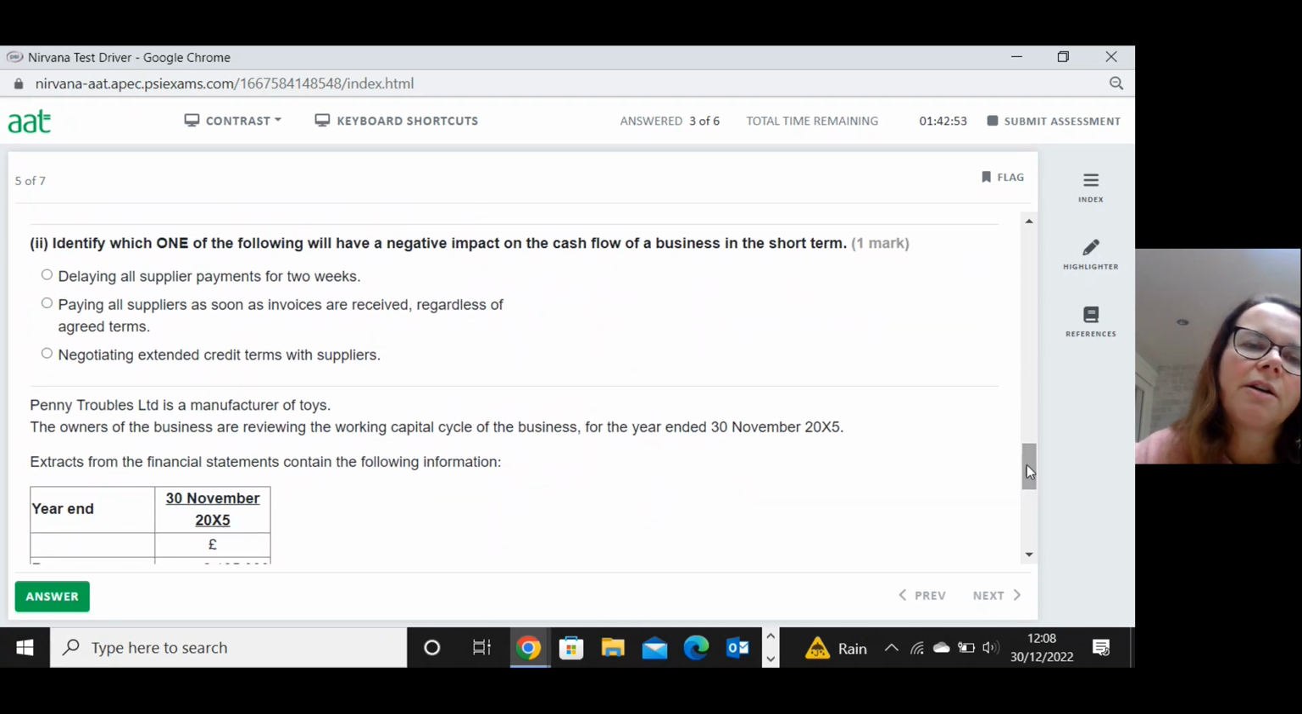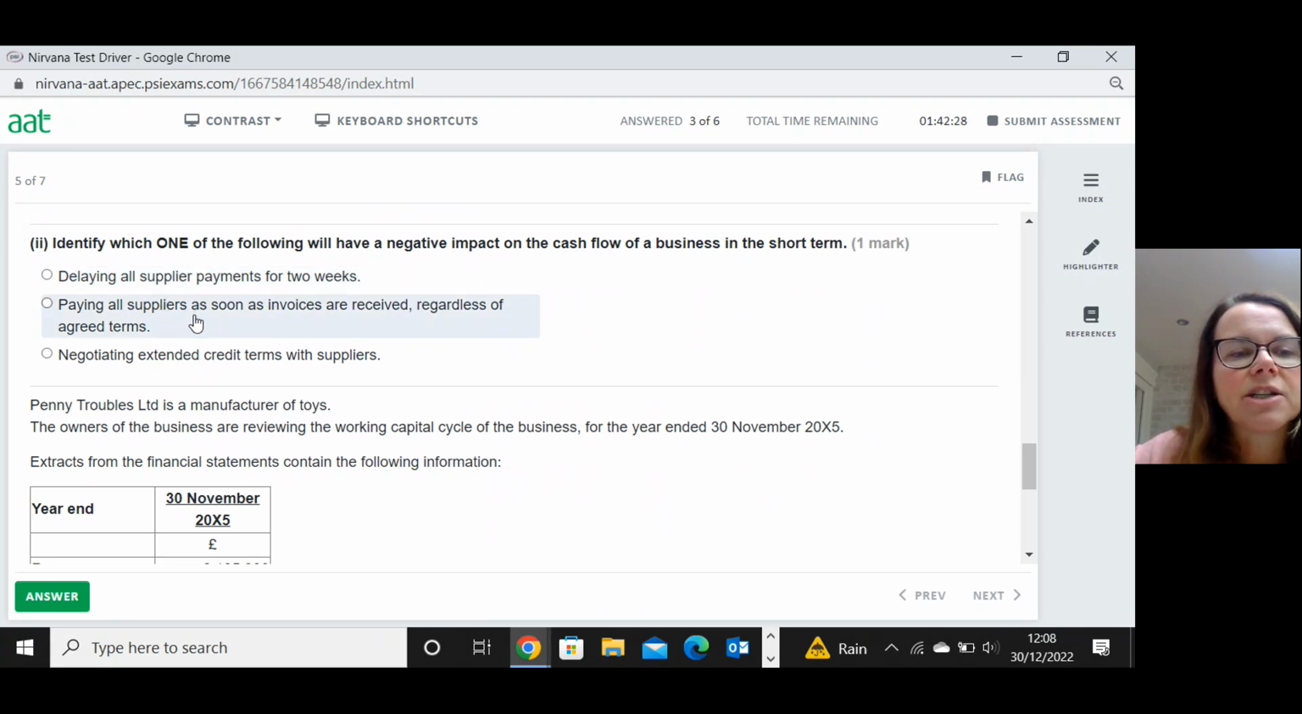Identify which one of the following will have a negative impact on the cash flow of a business in the short term. A negative impact on the cash flow in the short term. So if I delay all supplier payments, that would have a positive impact on cash flow because I'd still have the money. No, it's not that one.